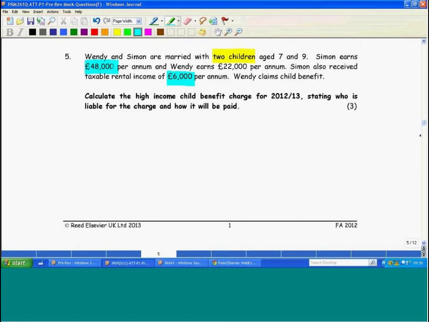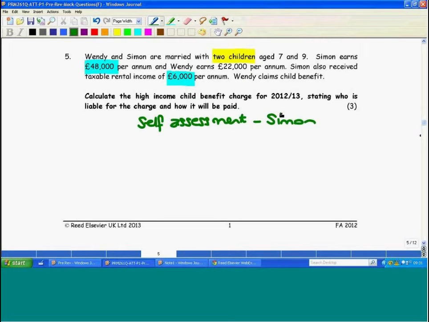Now, just remember, if there's easy parts in your requirement that you can jot down, do them first of all. Don't wait until you've done the calculation to give perhaps a due date. So the question here is asking us to calculate the charge, but it's also asking us to state who will be liable and how it will be paid. The child benefit tax charges are always paid through our self-assessment. So that's an easy part of the question that we could jot down. And who will be liable? Well, although Wendy is the person claiming the child benefit, this tax charge is going to be based on the higher earner. So it's Simon who will be liable because it's his income that we're going to be looking at in terms of this tax.